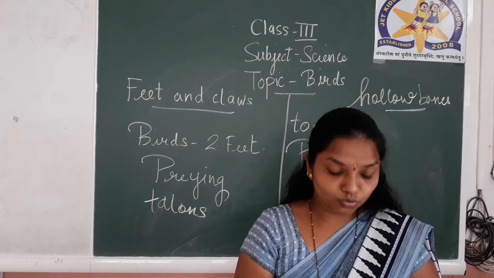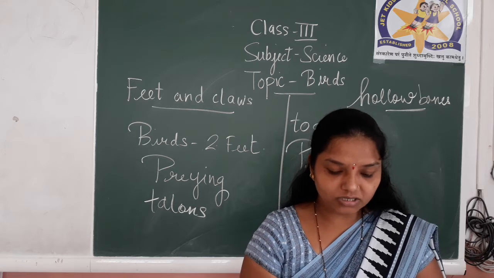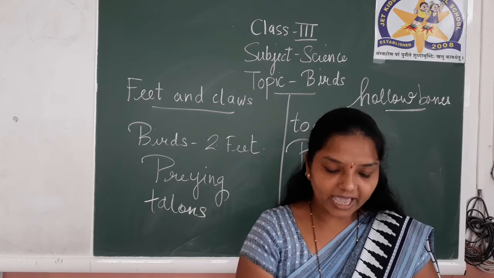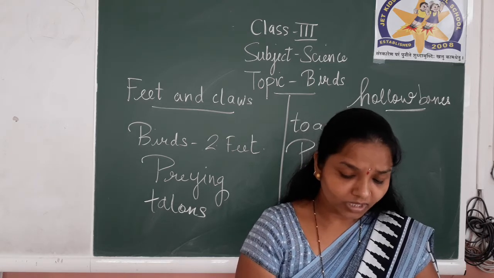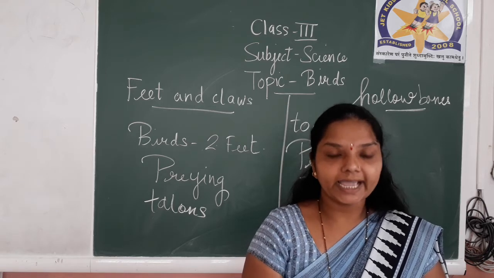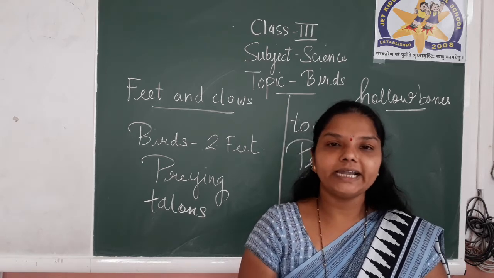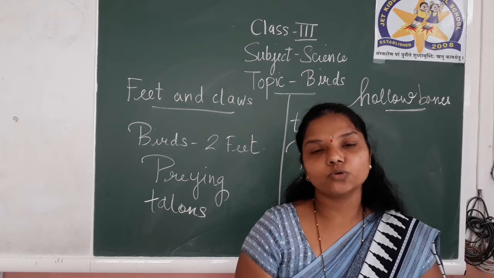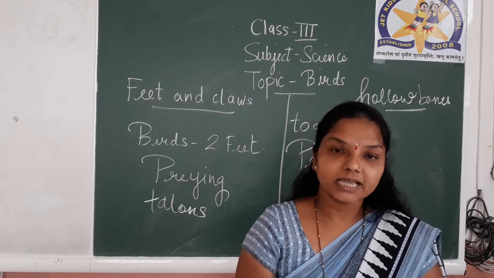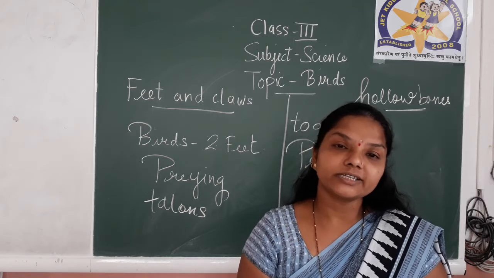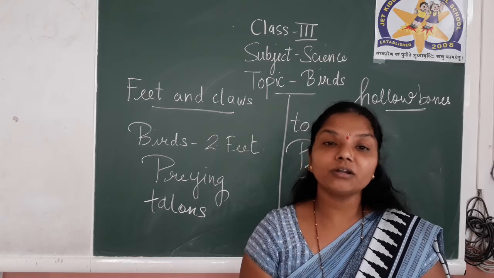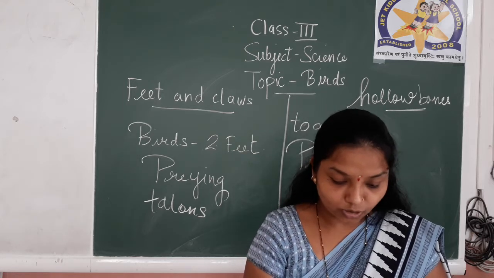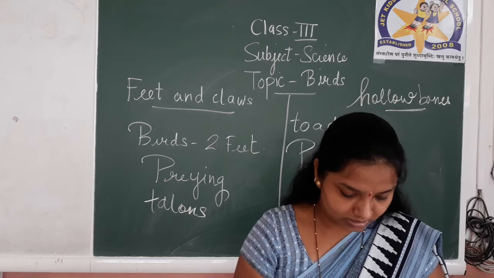They help the birds to fly. Some birds like ostrich and emu do not have hollow bones. These birds cannot fly and hence are called flightless birds. So if I ask you which are the flightless birds, then you can say it is ostrich and emu. Why? Because they cannot fly. Yes, they don't have hollow bones.